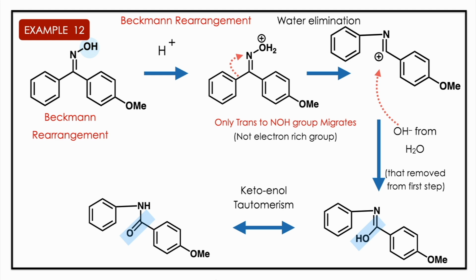Here, the trans group is phenyl, not anisole. So phenyl migrates, H2O is eliminated. You have a cation there. Then the cation is quenched by OH minus. OH minus attacks. You have the enol. Then through keto-enol tautomerism, you have amide formation. The concept you outline here is that even though anisole is more electron rich than phenyl, phenyl is in the trans position, hence the migration of phenyl happened.